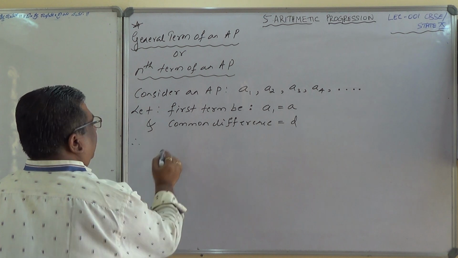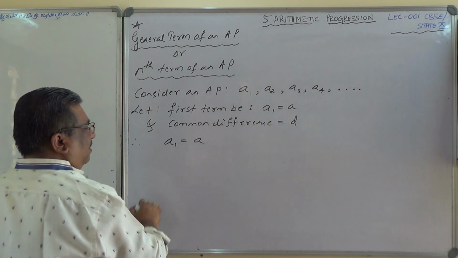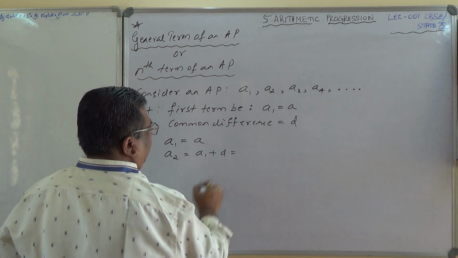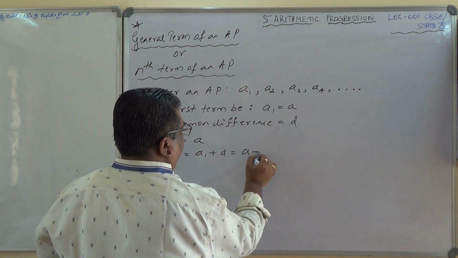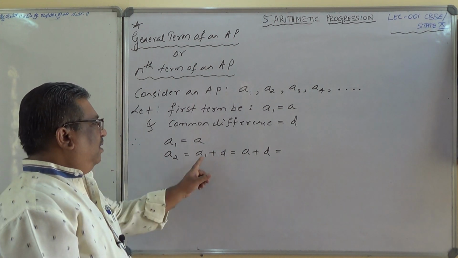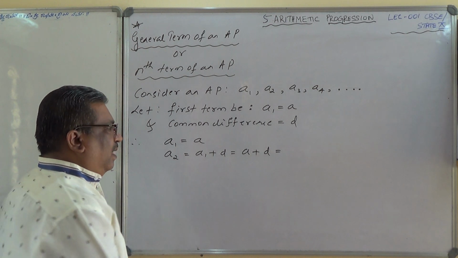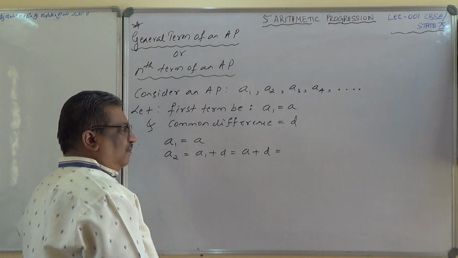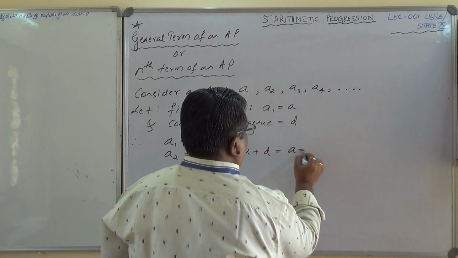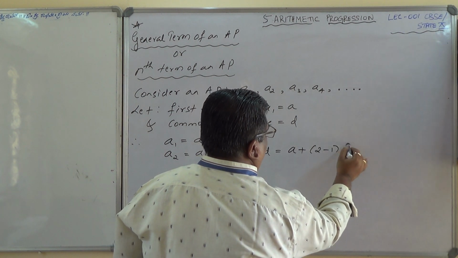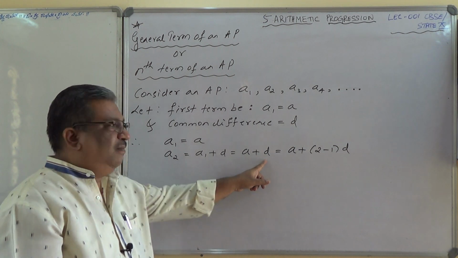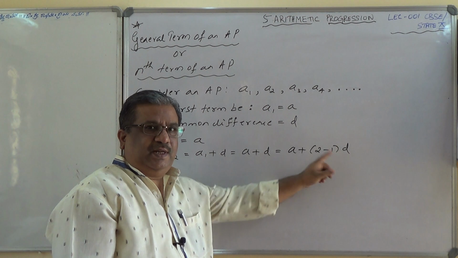Therefore, A1 equals A, A2 equals A1 plus D, which equals A plus D. Listen very carefully. A1 is A here, so this is A plus D. Can I write this as A plus (2 minus 1)D? Both are the same, no? A plus D is nothing but A plus 1 times D. So A plus 2 minus 1 is 1 times D, correct?